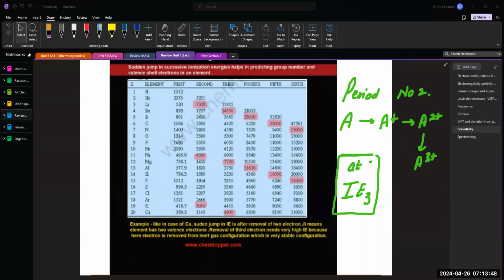No. Third electron is not valence. Aditi, big jump. IE3 is a big jump. It's difficult to remove the third electron. So I think Afan has identified the element. So what is the element with two valence electrons? Yes, and Afan was the first one to answer.